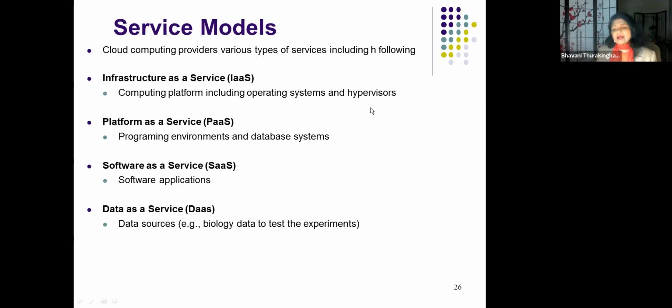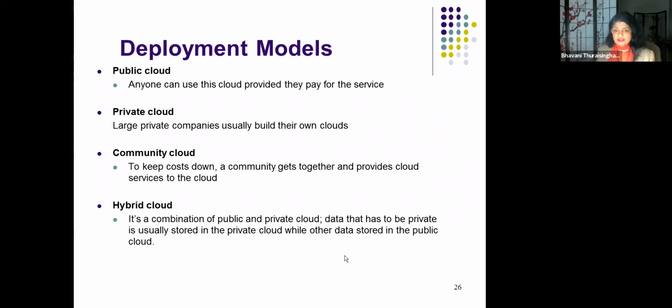Then sometimes you can say hypervisors could be platform, but in many papers they look at hypervisors as part of the infrastructure. The platform is the programming environments, the languages and the compilers and the databases, right? The platform. And of course, software, the software applications, and the data, right? Biology data to test the experiments. These are some of the service models.